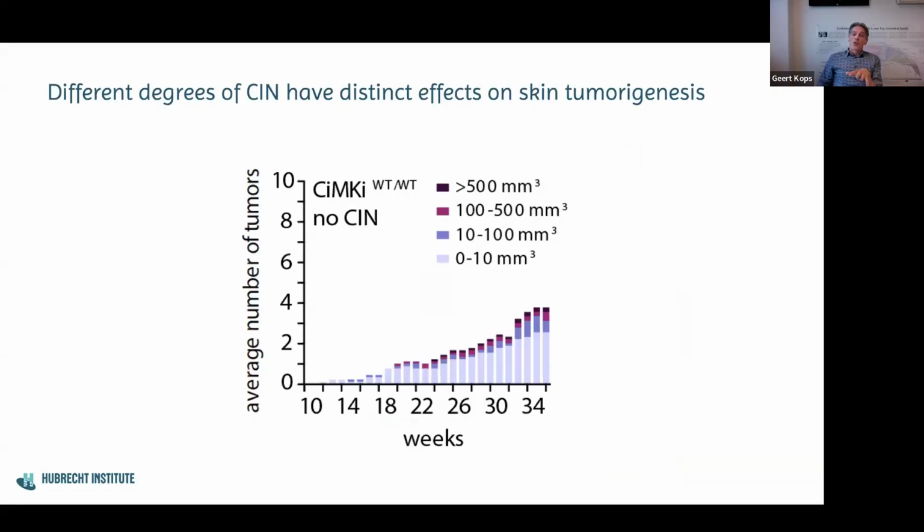All right, so then we monitored the tumors, and this is an example where we quantified the average number of tumors here on the y-axis, and this is the time. And then we also classified them based on categories of tumor sizes. And this is the typical growth of the skin tumors if you don't give them chromosome instability.